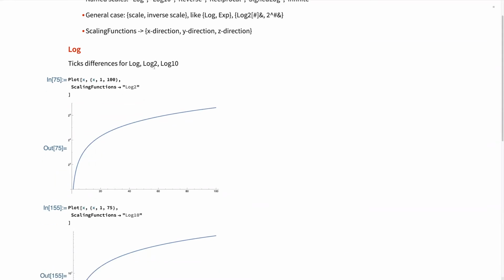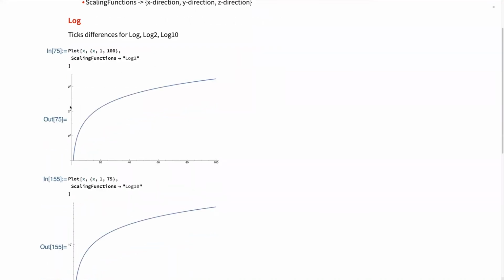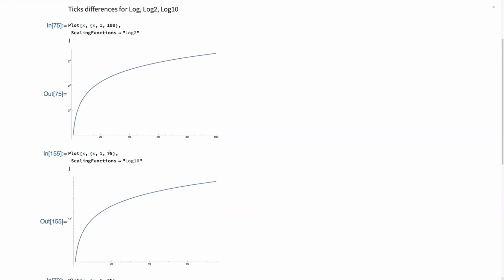For the log, the reason we have log, log2, and log10 is mainly because of the ticks. For log2, you get 2-based ticks. So you can see that they are all 2 to the power of 2, 2 to the 4th, 2 to the 6th. And for log10, you get a classic log scale look. If you have a function that goes from 1 to 100, then you get the 2 major ticks, 10 to the first and 10 to the second.